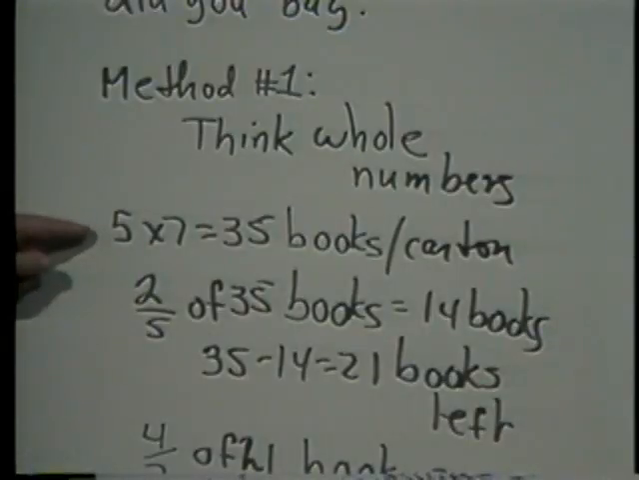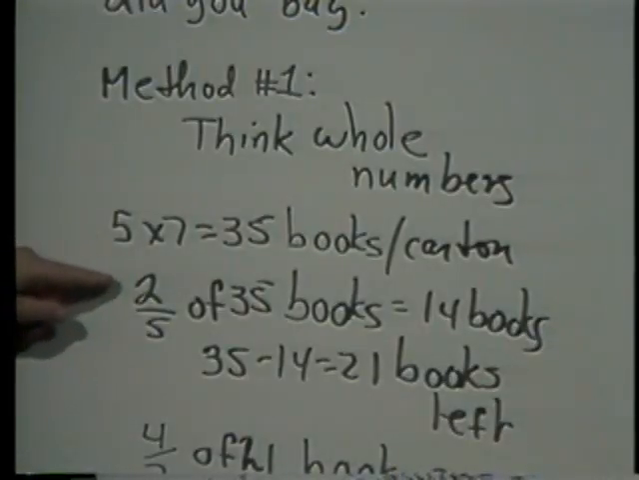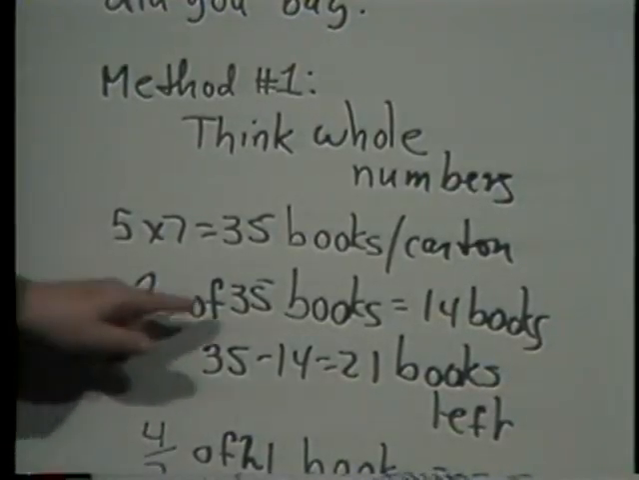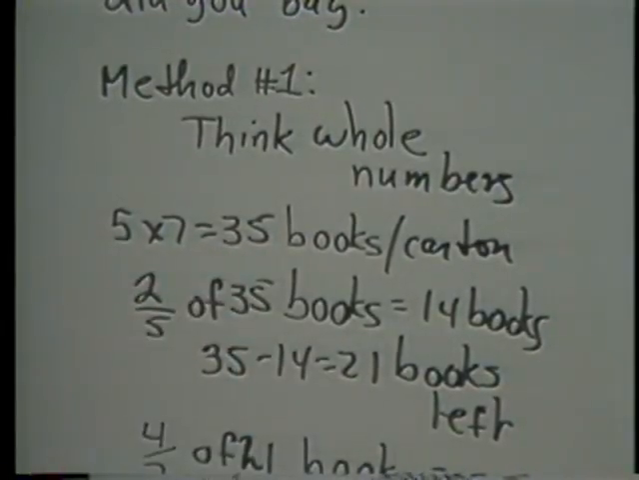What does the problem say? The problem says your friend is buying 2/5 of the carton. 2/5 of the carton is 2/5 of 35 books. 35 divided by 5 is 7. 7 times 2 is 14. So your friend buys 14 books.